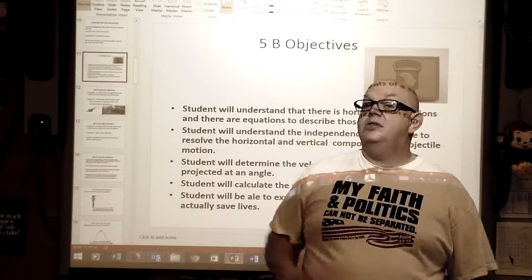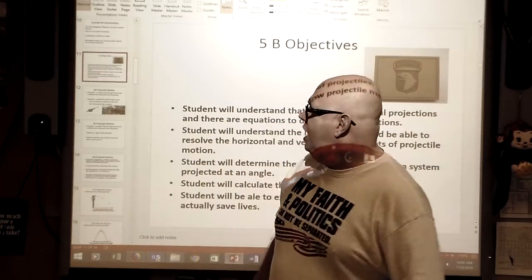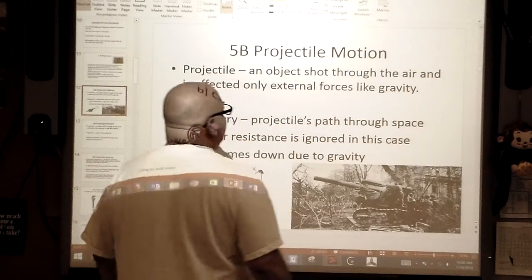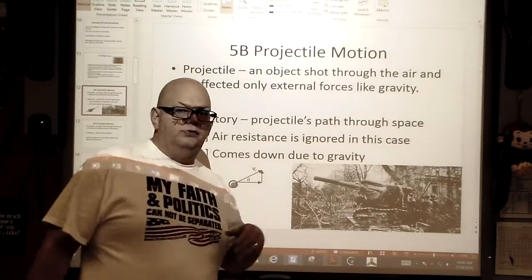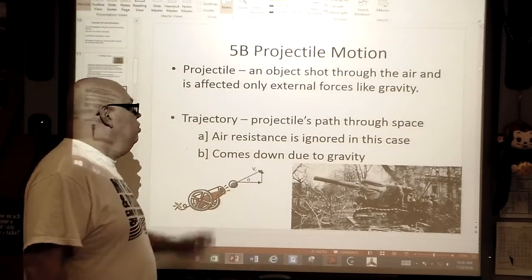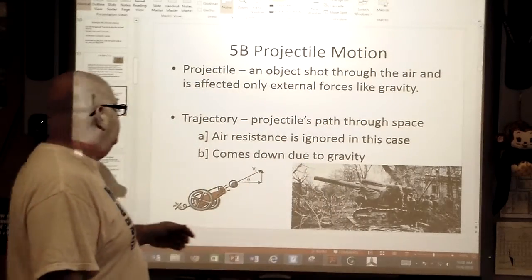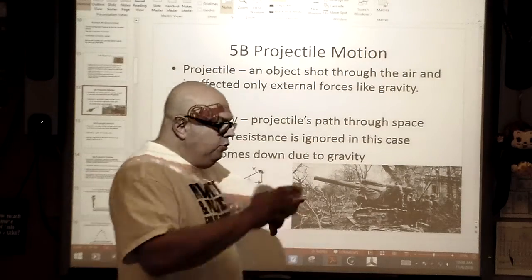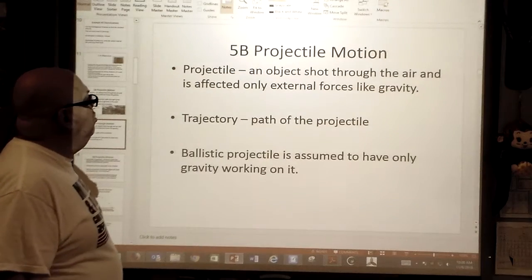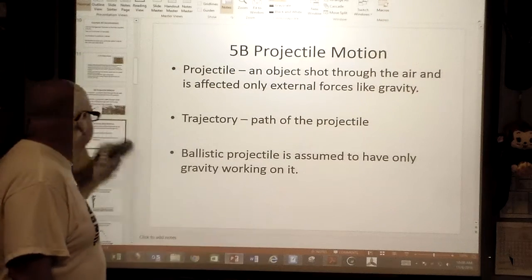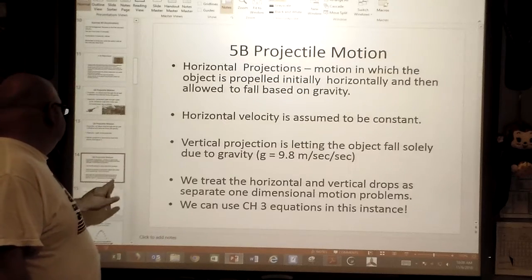Okay, this is the second part of the chapter where we're dealing with projectile motion, which pretty much takes the rest of the chapter. So really fast, some ideas. A projectile goes through the air and is affected only by external forces like gravity. We talk about trajectory, that is the projectile's path through space. We don't bother with air resistance and it only comes down because of gravity. We talked about ballistic projectiles very briefly. It's assumed only to have gravity working on it.